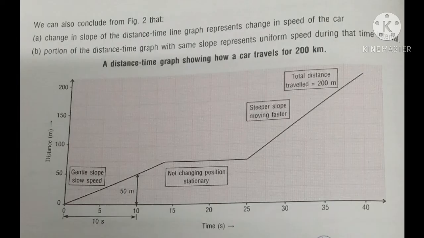From figure 2, we can also conclude that change in slope of the distance-time line graph represents change in speed of the car. If the slope of the distance-time graph changes, it also changes the speed of the car.